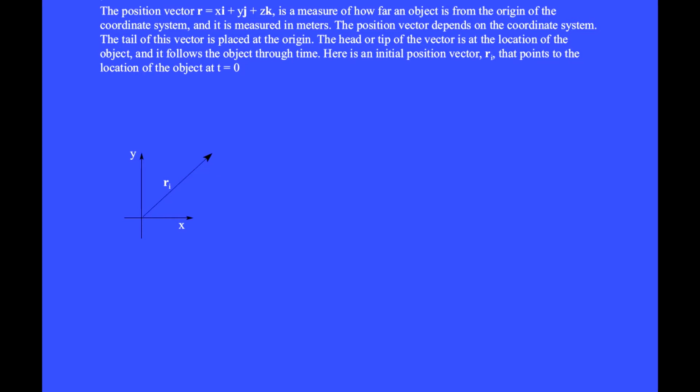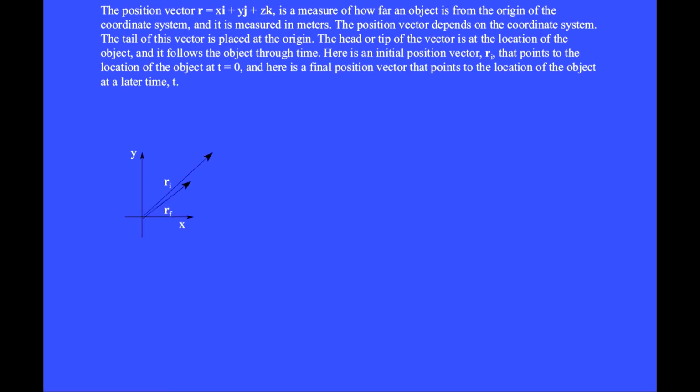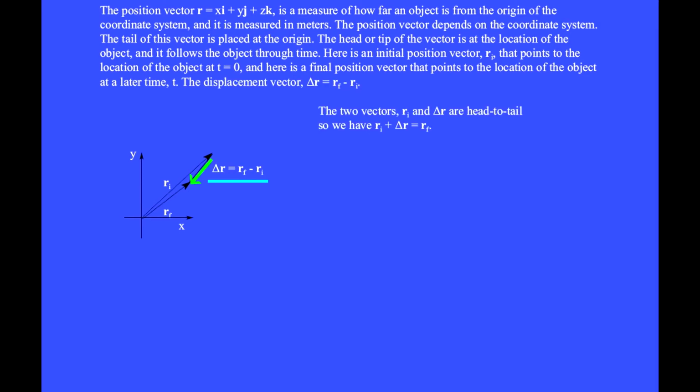through time. Here is an initial position vector, r sub i, that points to the location of the object at t equals 0. And here is a final position vector, r sub f, that points to the location of the object at a later time, t. The displacement vector, delta r, is r sub final minus r sub initial.